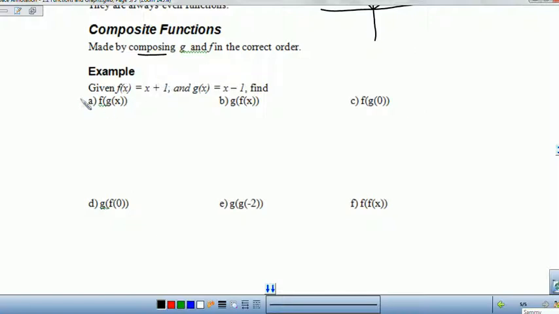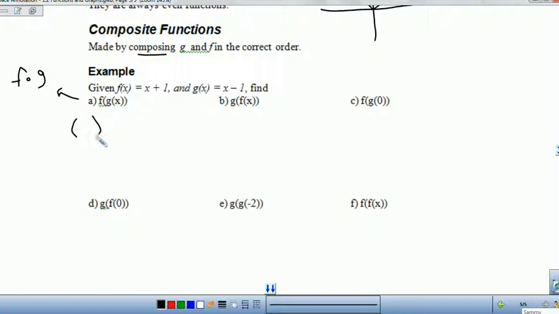So this is read f of x, but it can also be like this, f little dot, open dot, g. F of g. Okay, so that means you're plugging g, whatever g is, inside of f. So in this case, it's the same thing. You're plugging g inside of f, and inside of g you have x. Okay, so we're going to take this x minus 1 and plug it in here.